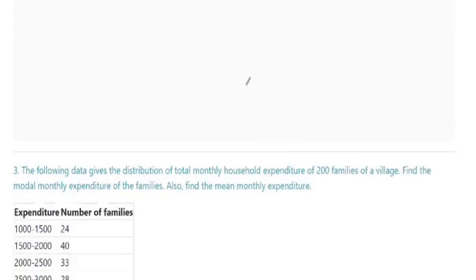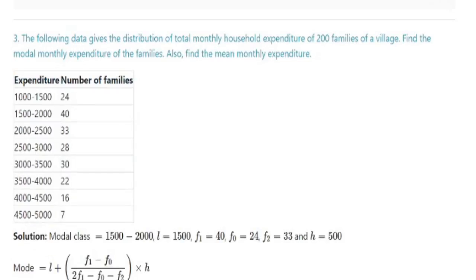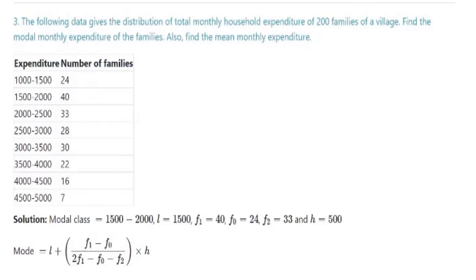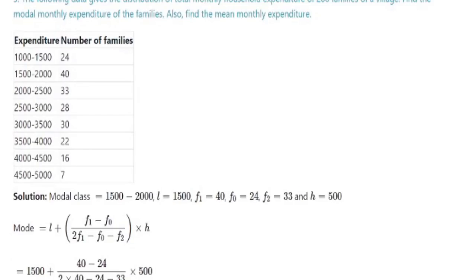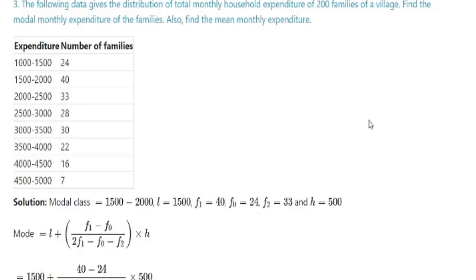Now question number 3. It is given, the following data gives the distribution of total monthly household expenditure of 200 families of a village. Find the modal monthly expenditure of the family. Also find mean monthly expenditure. So here we have to calculate mode as well as mean. So the expenditure is given 1000 to 1500 equal 24. Here the table shows the expenditure as well as the frequencies.